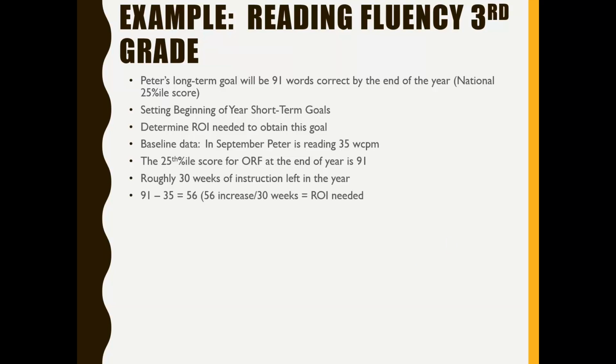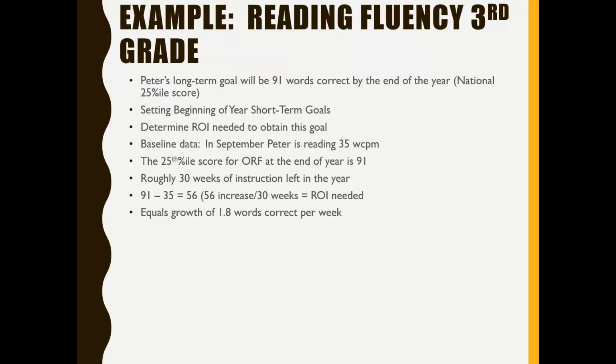So with roughly 30 weeks of instruction left in the year, we would do this calculation to figure out the rate of improvement that is needed. And that would be 91, which is our long-term goal, minus 35, the baseline, is equal to 56. And we said previously that we have 30 weeks of instruction. So what we would do is divide 56 by 30, and that's going to give us the rate of improvement needed each week, each instructional week, in order to meet that goal at the end. And what that equals is a growth of 1.8 words correct per week.